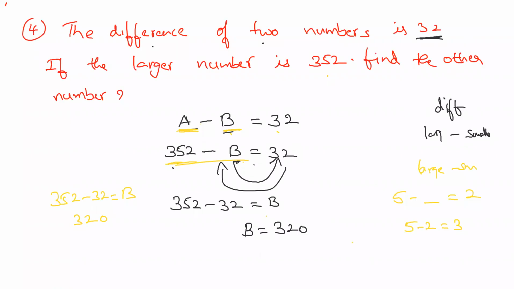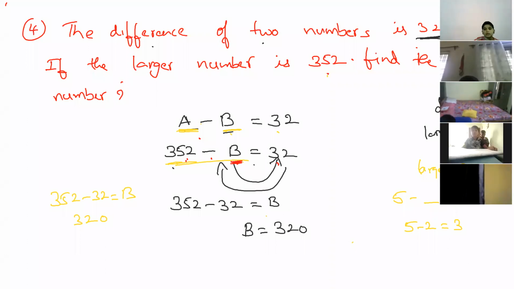Here the difference of two numbers is 13. A minus B equals 13. If the larger number is 352, then 352 minus B equals 13. You have to find the B value. What will you do? Already we have done missing numbers in the subtraction, so many questions.